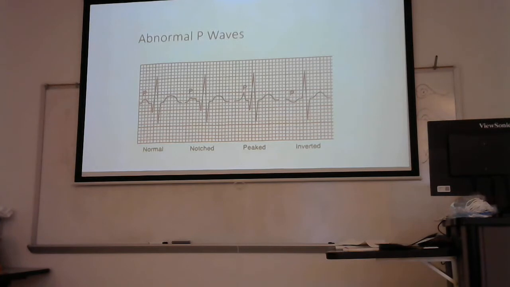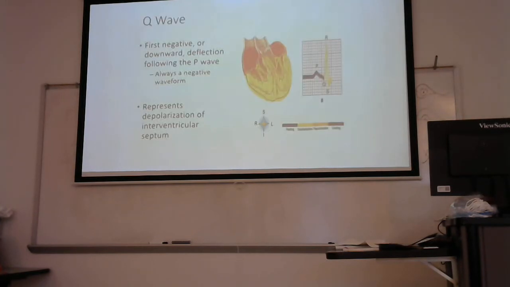Okay. So the next wave is the Q wave, guys. Your Q wave is the first negative or downward deflection that follows the P wave. Your Q wave should always be negative. Remember, the reason that's important is our QRS complex begins with the Q wave.